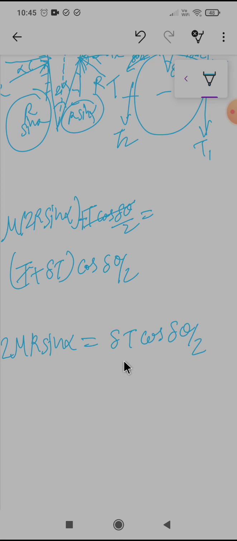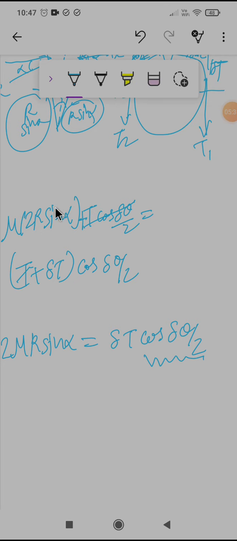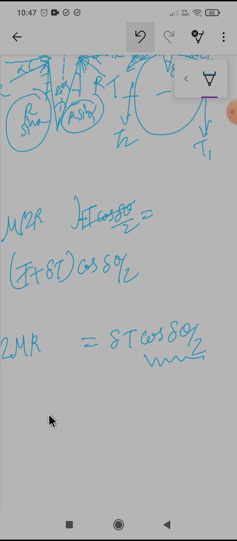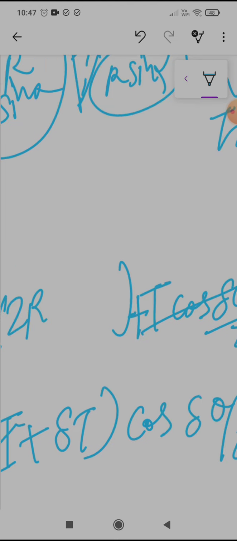Now as delta theta is very, very small, cos theta is equal to 1. So we can consider cos(delta theta by 2) as equal to 1. Here, the normal force we are taking is just R, so there will be no sine alpha, so it will be just 2 mu R. So we are left with 2 mu R equal to delta T. Now we have resolved the forces horizontally.